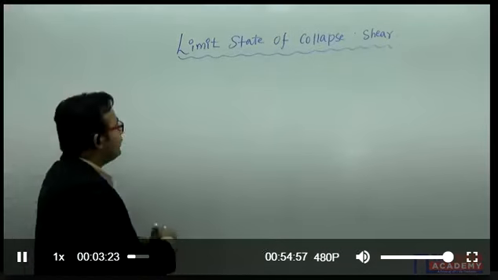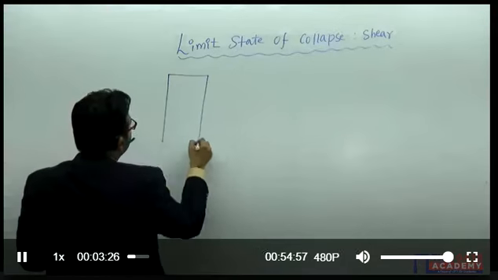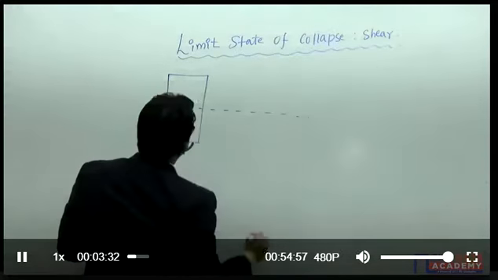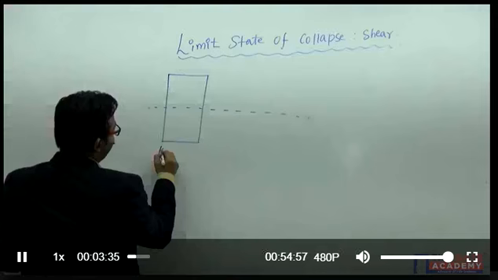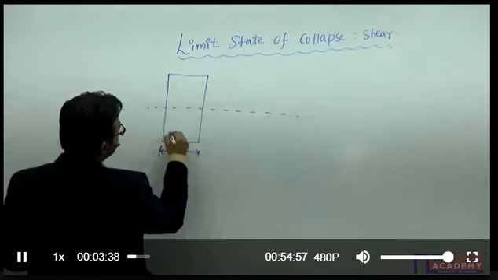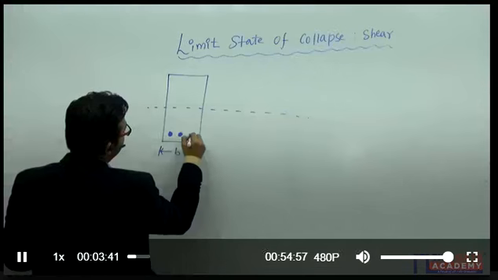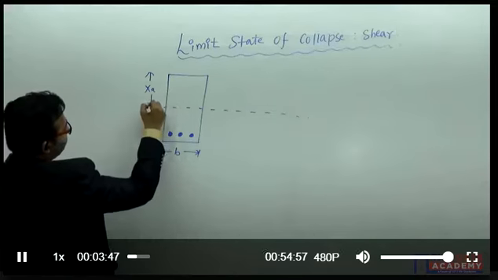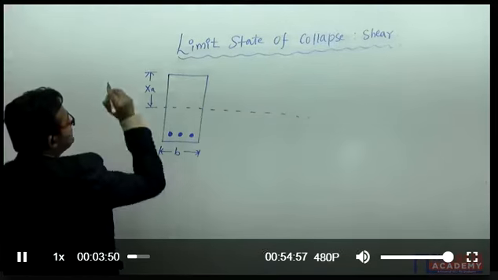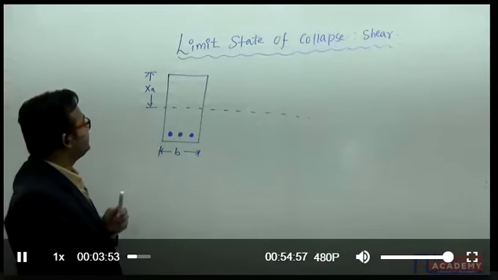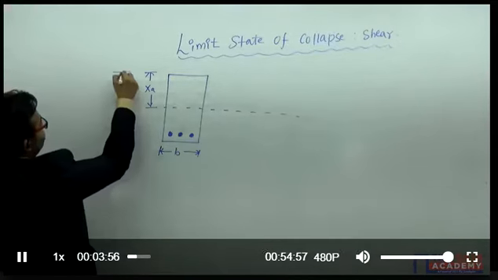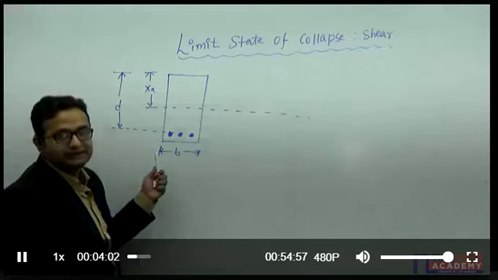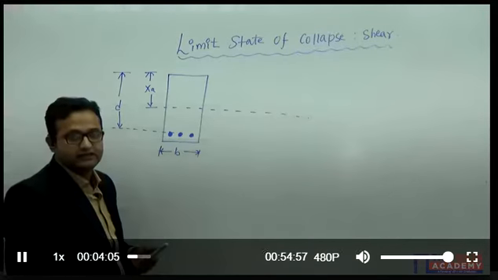Suppose this is the cross section of the beam, and this is the width B. This is the reinforcement I have provided in the beam. Suppose this is the depth of the neutral axis, X A, that I have provided. And suppose this is the effective depth D, from the top fiber to the centroid of the steel reinforcement.